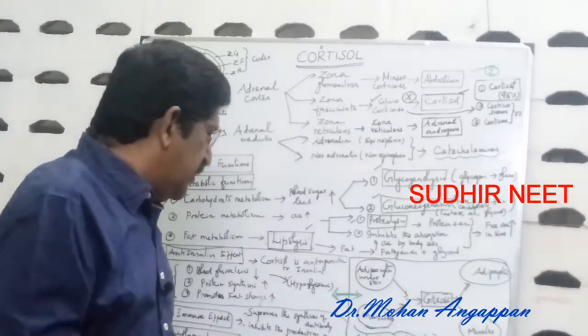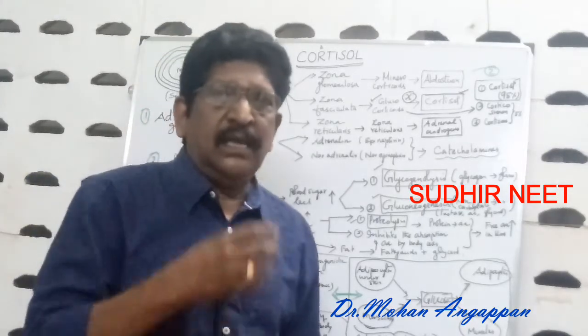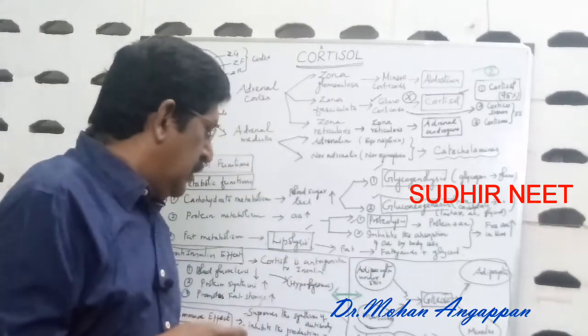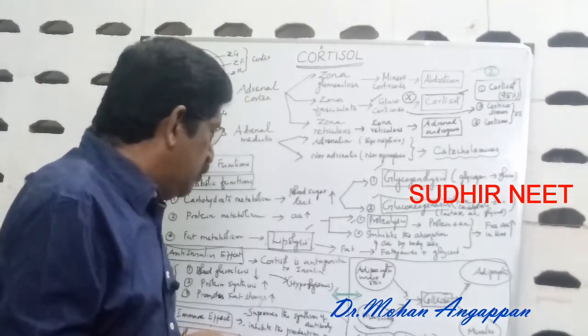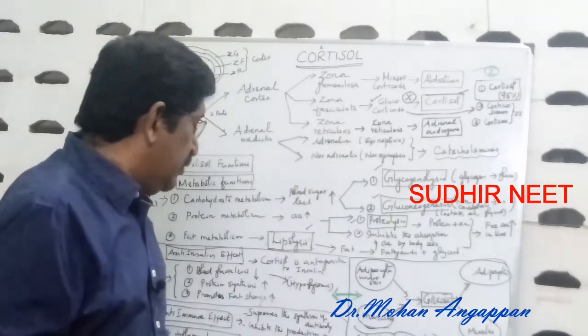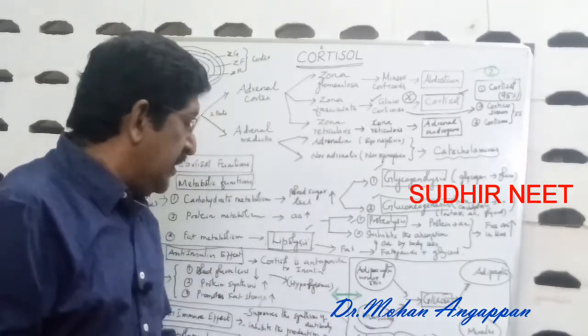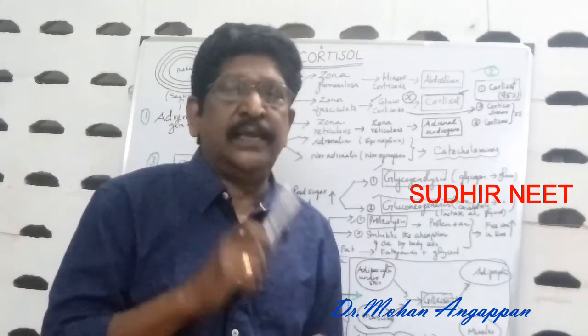Number two, it reduces the number of mast cells. The mast cells secrete the chemical histamine. So by reducing the number of mast cells, the hormone cortisol also reduces the secretion of histamine. That is a cause for the inflammation. So it is anti-inflammatory in effect.